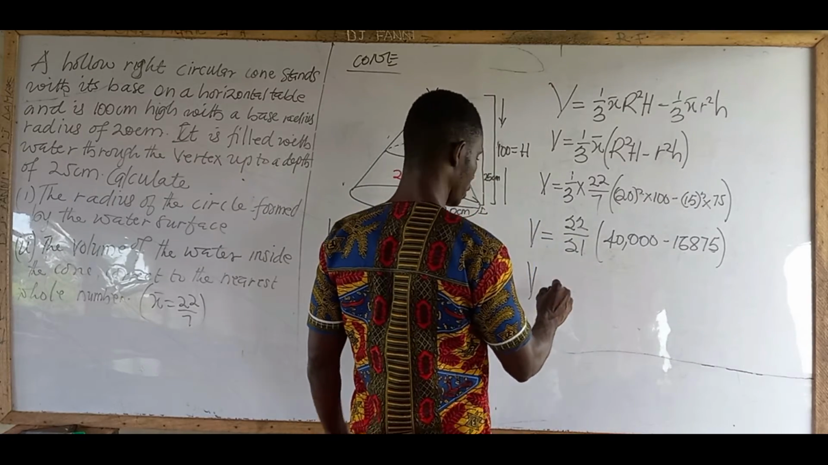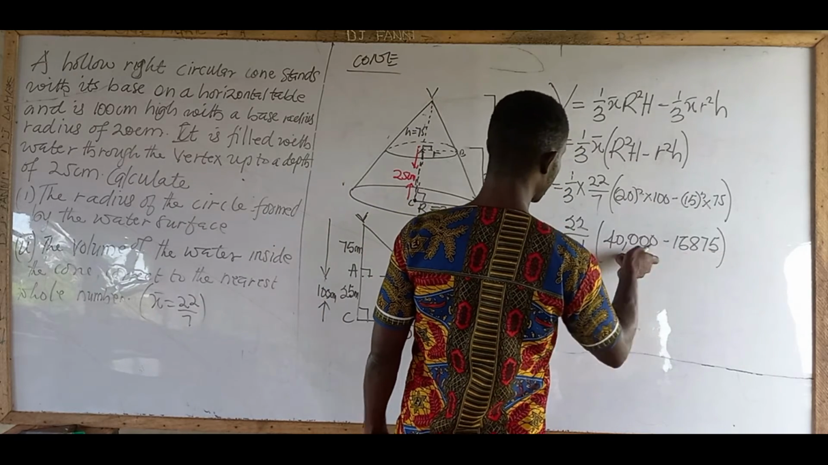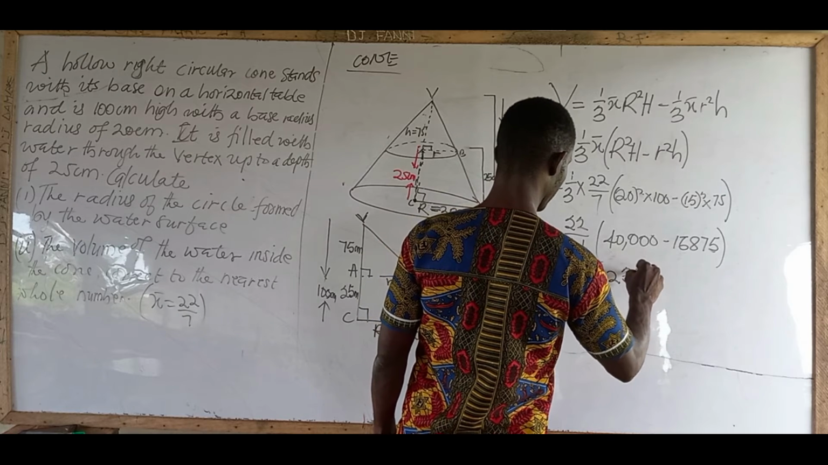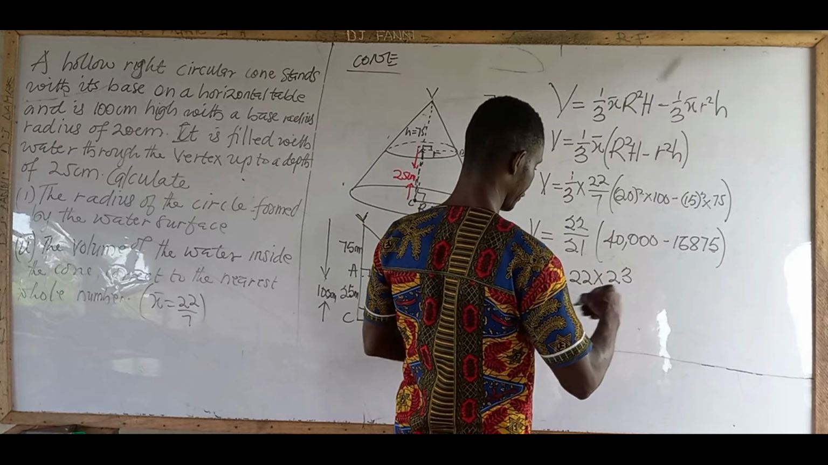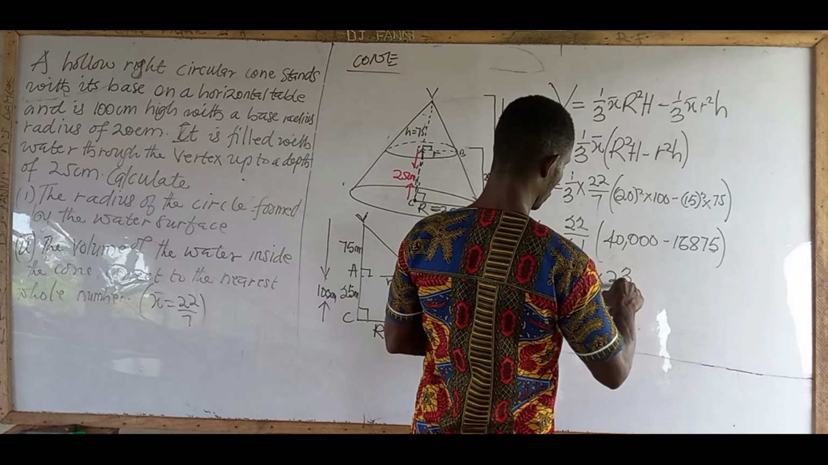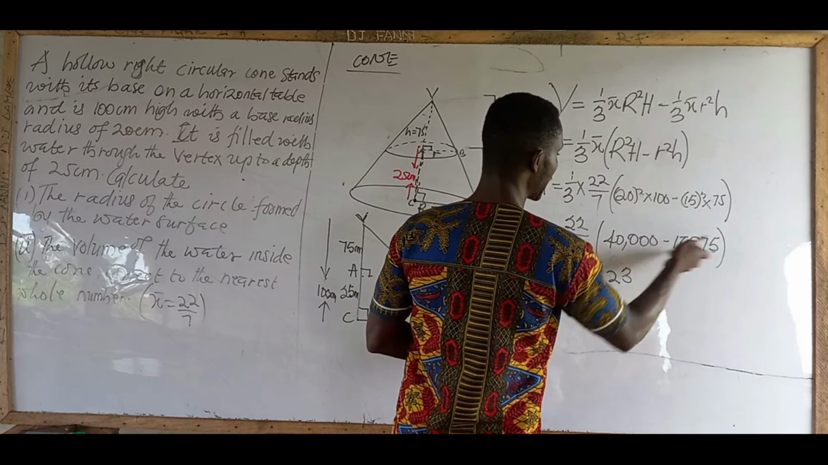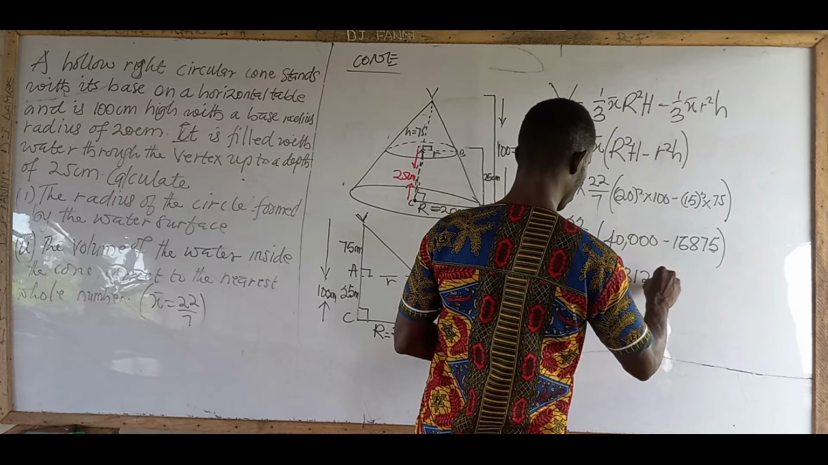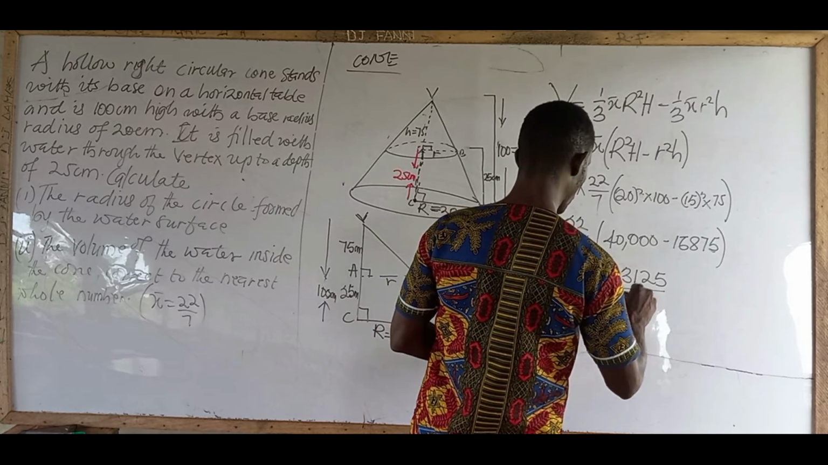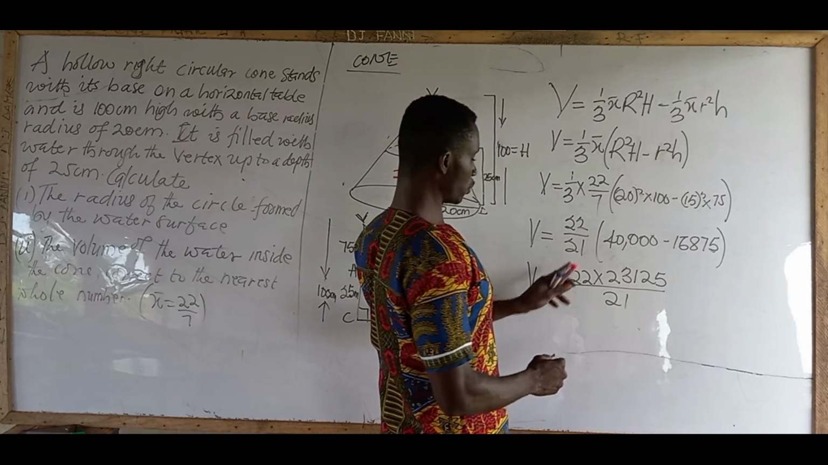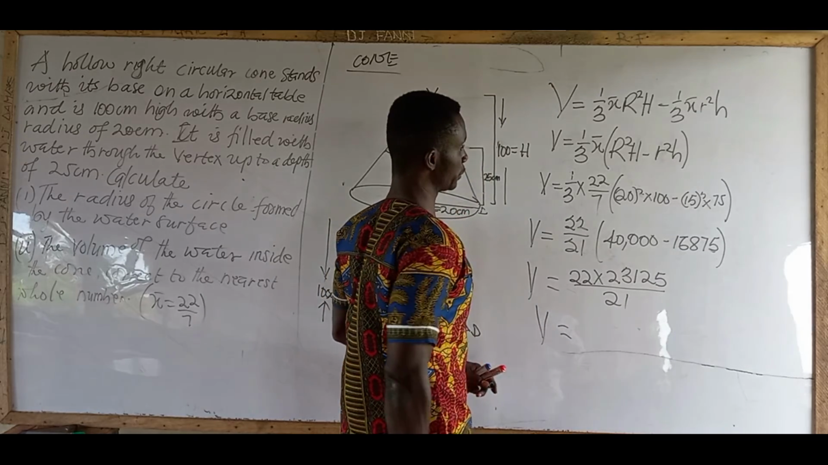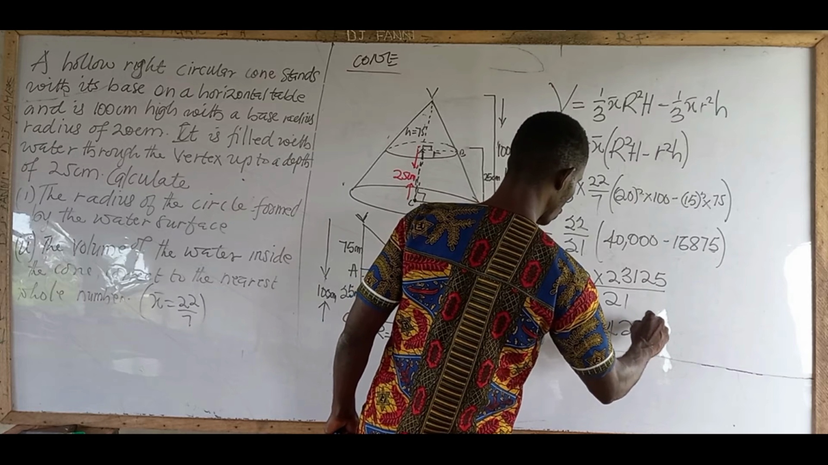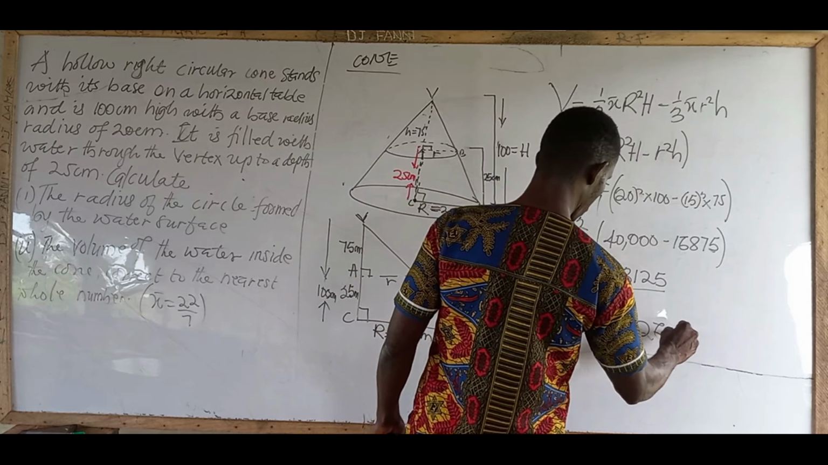Now V is equal to, subtract this, what do you get? 23,000. The answer is 23,000. When you subtract this, you get 23,125 over 21, because this will multiply that over 21, and V finally will be equal to 24,226.19.